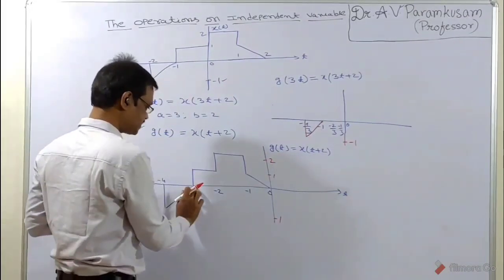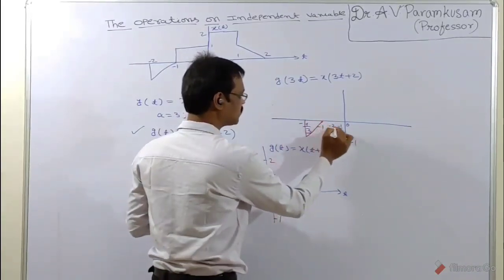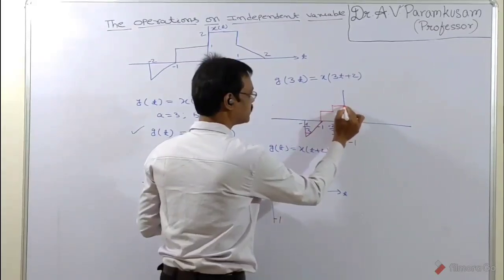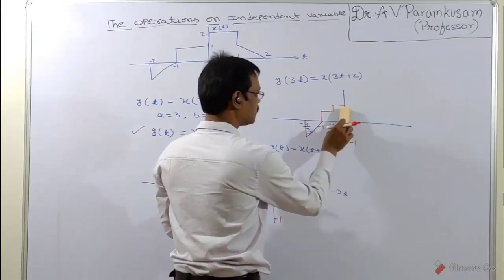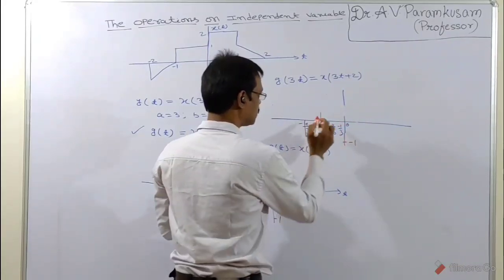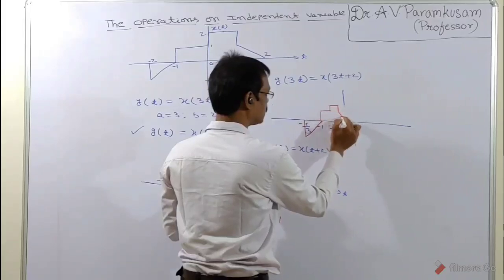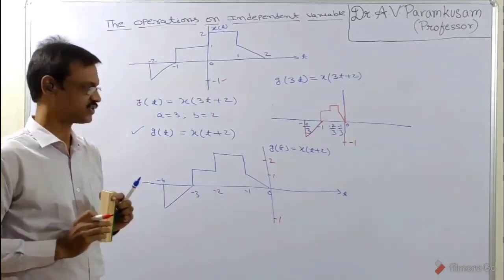Okay. Next, minus 3 to minus 2, a straight line is there, constant. See here, minus 1 to minus 2 by 3, constant. So you continue it. Okay. This is x of 3t plus 2.